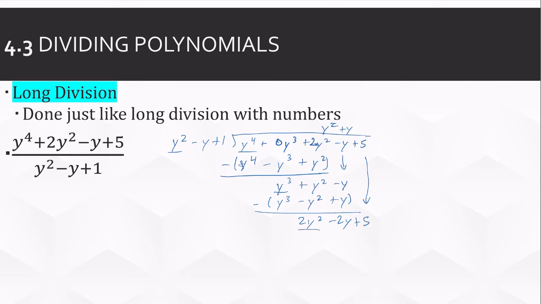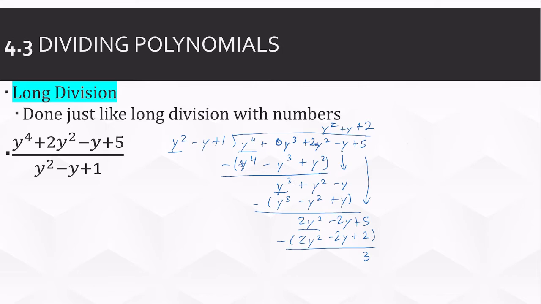Divide the first. 2y squared divided by y squared is 2. Then we multiply. 2 times y squared is 2y squared. 2 times negative y is negative 2y. And 2 times 1 is 2. Then we subtract. 2y squared minus 2y squared is nothing. Negative 2y minus negative 2y is nothing. And 5 minus 2 is 3.